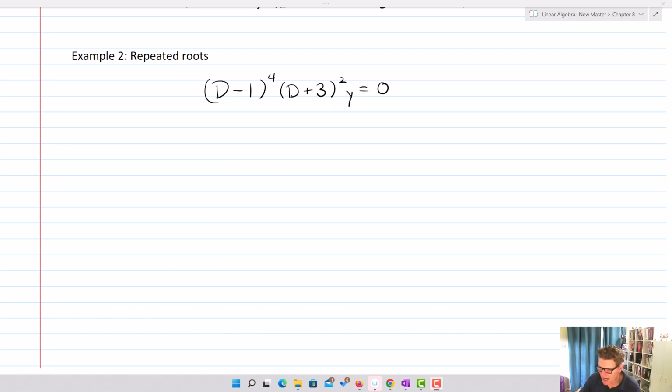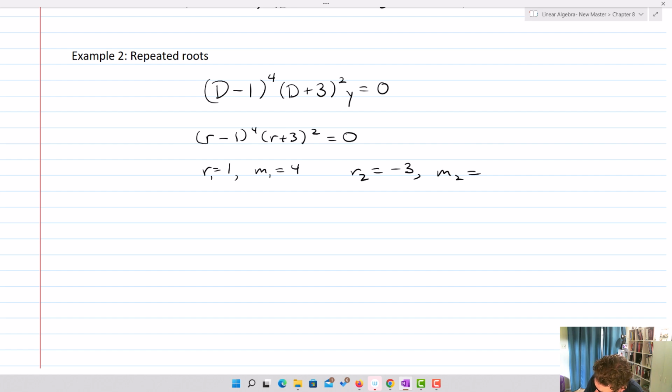So let's take a look at another example of repeated roots. Now we've actually got our polynomial differential operator factored. So we can rewrite this as r minus 1 to the 4th times r plus 3 squared equal to 0. And that's our auxiliary equation. So we're going to get r equal to 1, with a multiplicity, call it m1, equal to 4. And we're going to have r2 equal to negative 3, with its multiplicity m2 equal to 2. So we're going to have 2 sets of repeated roots in this case.